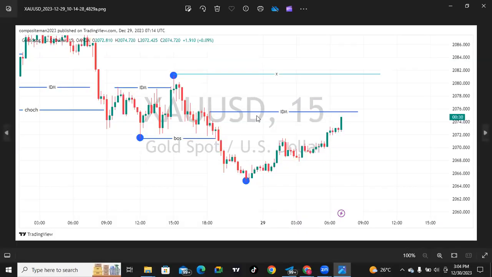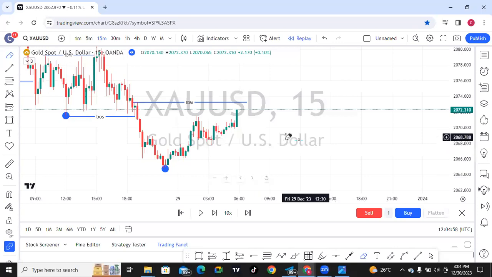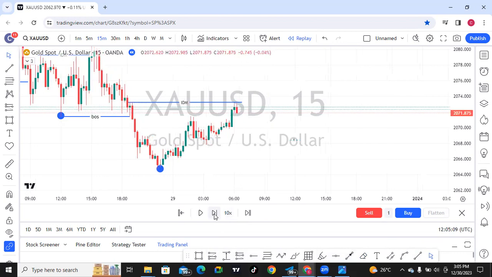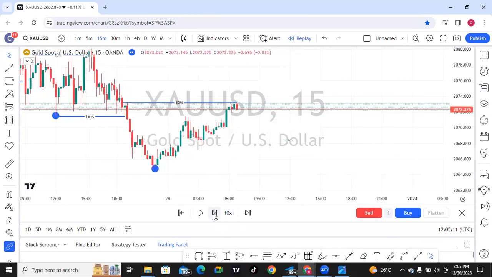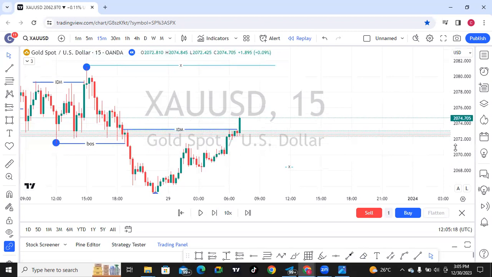So this is what I had posted, and I was expecting this market to drop after taking out the first IDM line. So you go back to the market. When you're here, waiting for the first pullback to be taken out, and if I can just play to show you how it was, it did. So here, waiting for this one to be taken out. So it's done, it's out. So that's where I look for my first entry.